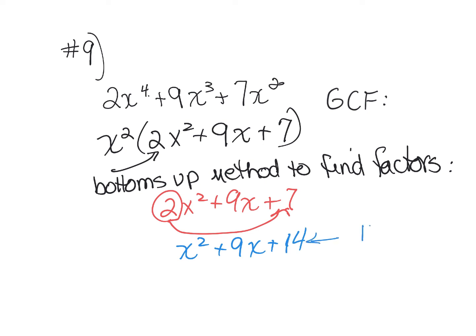Factors of 14 when added give me 9. So this guy factors into x plus 2 times x plus 7.